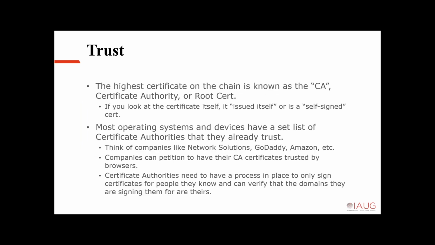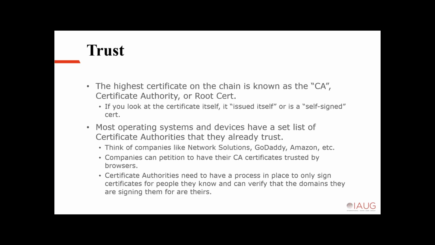That highest certificate in the chain is known as the CA, or certificate authority, or a root certificate. If you actually look at the certificate itself, it issued itself, or it's self-signed. I'm sure you've heard the term self-signed certificate. Essentially, that's a certificate that says I trust myself, and so you natively have to trust it. But if it is the highest thing in the chain, if you trust it and it trusts itself, and it trusts a bunch of other folks, those other people are also trusted by you because you trust it. See, it's like one big happy family.